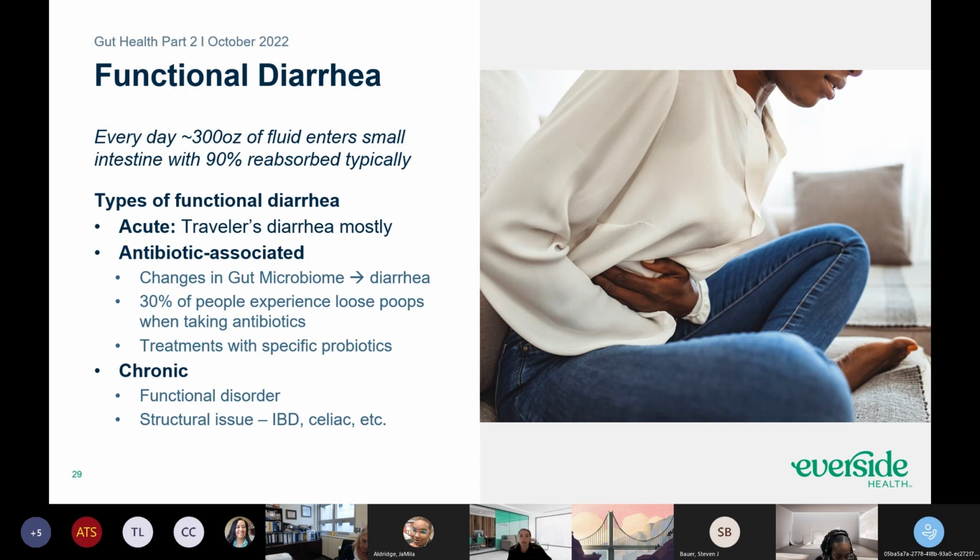And then there's chronic functional diarrhea, which is more what we're going to be looking at because it's not as short term. It's a functional disorder. Can be related to a structural issue as well with irritable bowel disease, celiac, etc. So those, again, can be more severe, so good to get checked out.